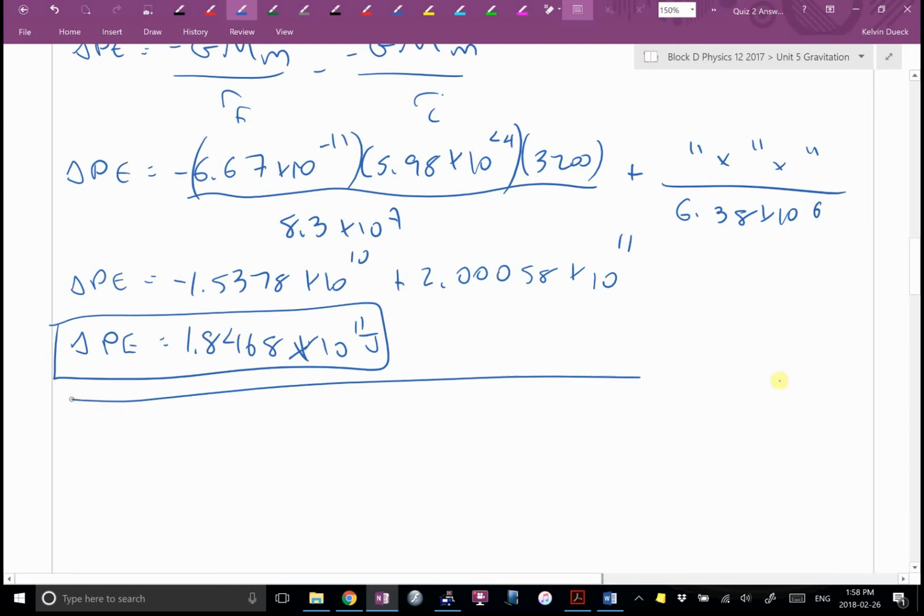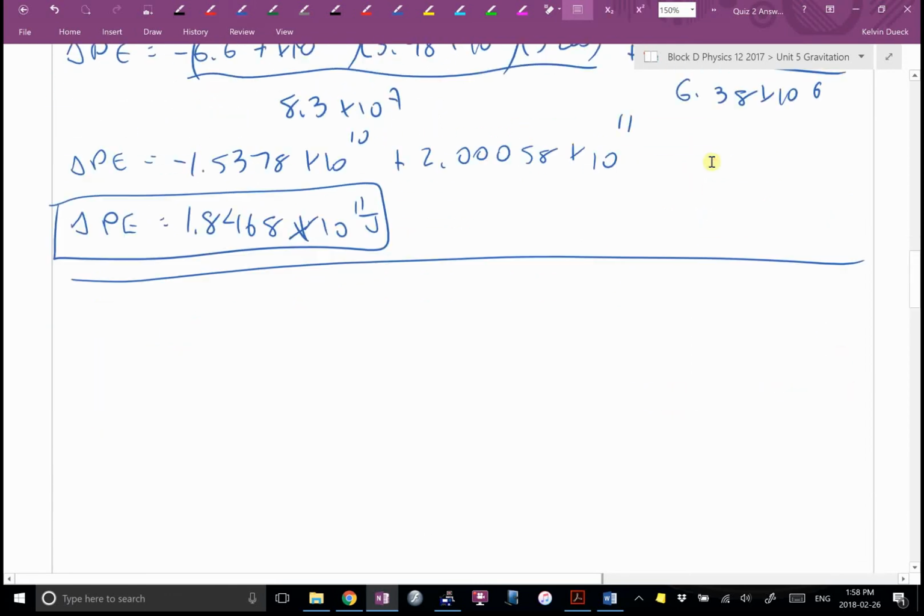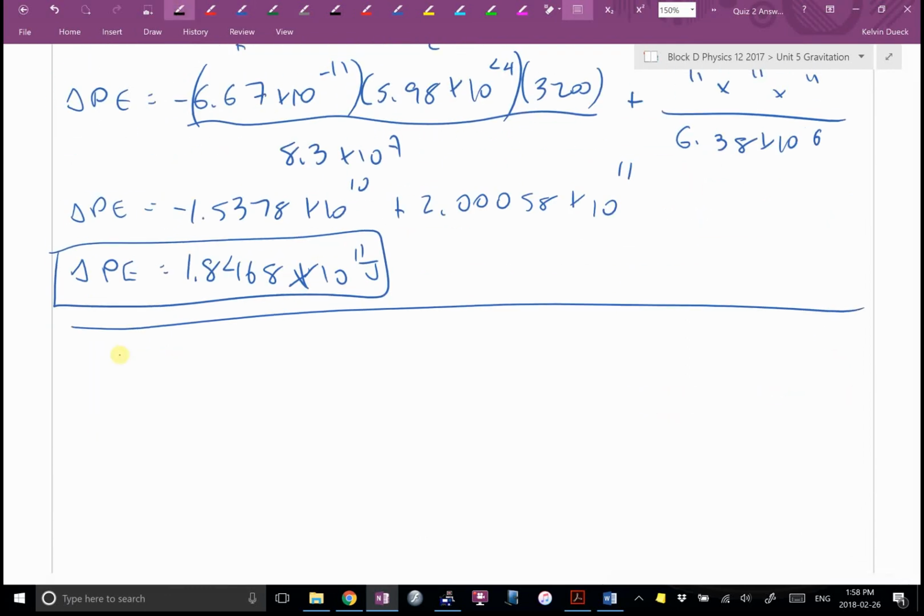Change in kinetic energy. How much room we got? Oh, boy. It's going to be a half m v final squared minus a half m v initial squared. What did we say our initial velocity is going to be assumed to be? Okay. Do I know little m? Yeah. Do I know v? Gravity.